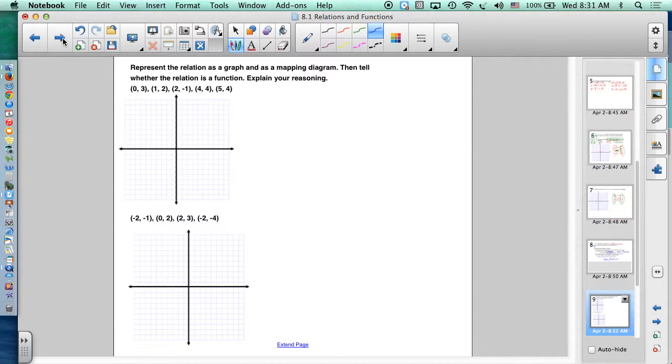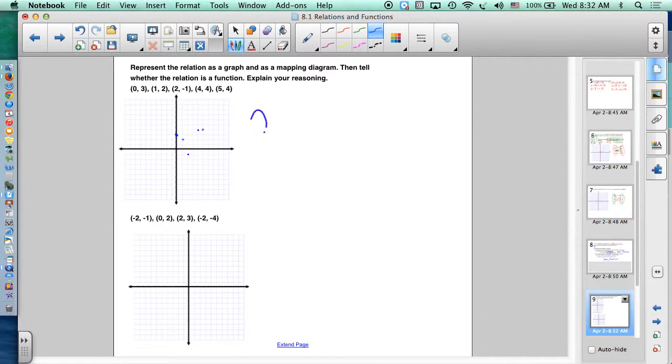Okay, so (0, 3) means we don't go left or right, we go up 3 units, and I know it's tough to see. (1, 2) goes to the right 1 and up 2. (2, 1) goes to the right 2 and down 1. (4, 4) means we go to the right 4 and up 4. And (5, 4), we go to the right 5 and up 4.